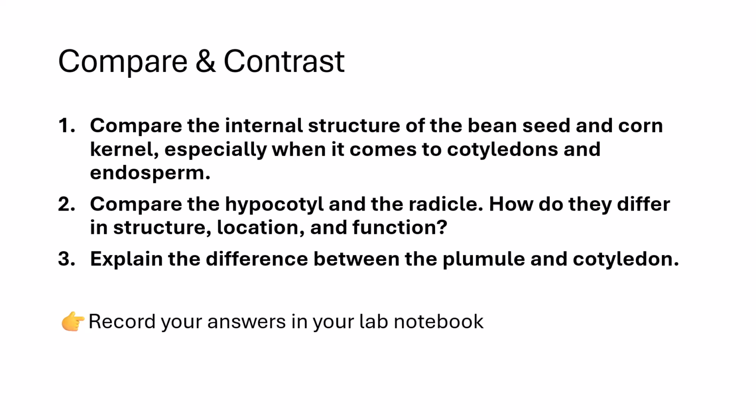Next, compare the hypocotyl and the radicle. The radicle is the embryonic root, which is usually the first structure to emerge during germination. The hypocotyl is part of the embryonic stem, connecting the cotyledons to the root. Think about where each structure sits in the embryo and what role it plays when the seed first begins to grow. Finally, explain the difference between the plumule and the cotyledon. The plumule contains the embryonic shoot and young leaves that will eventually develop into the above-ground portion of the plant. Cotyledons, on the other hand, mainly serve as nutrient storage structures in many seeds. Use what you observed in your dissections to support your answers.